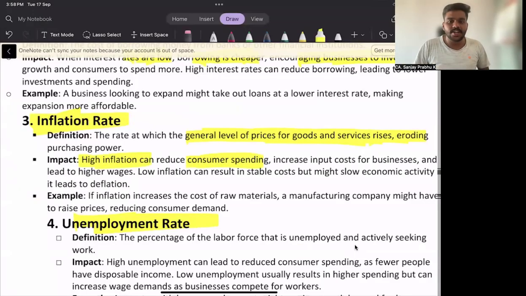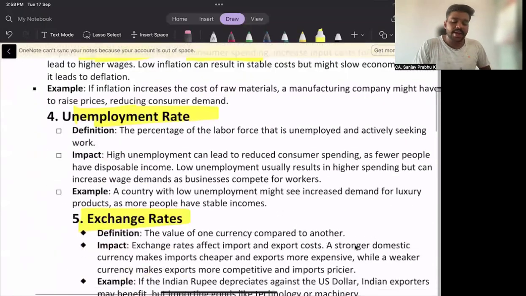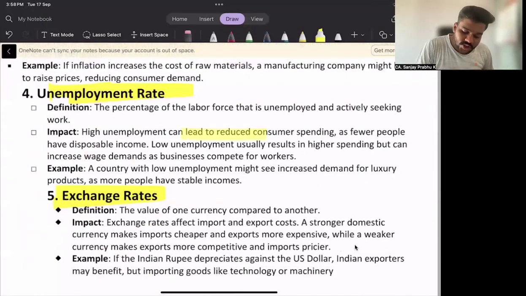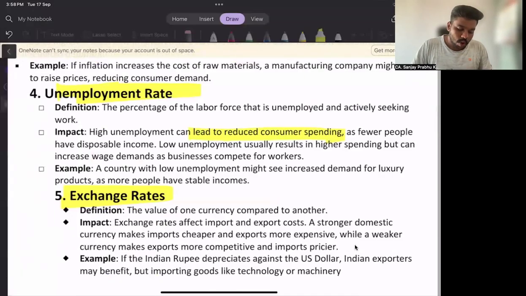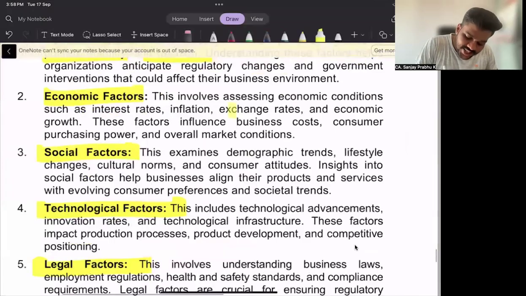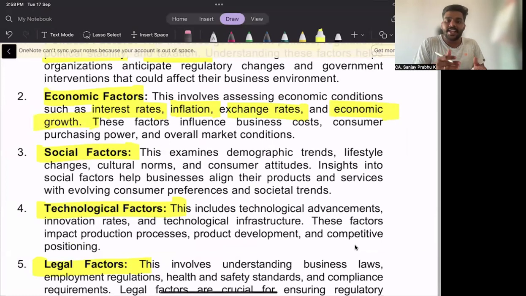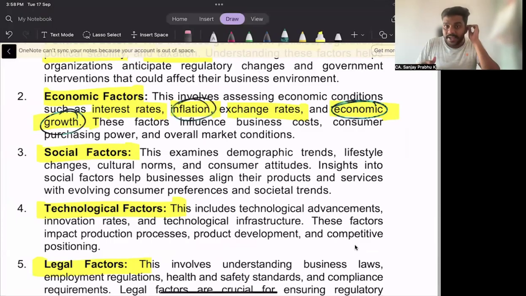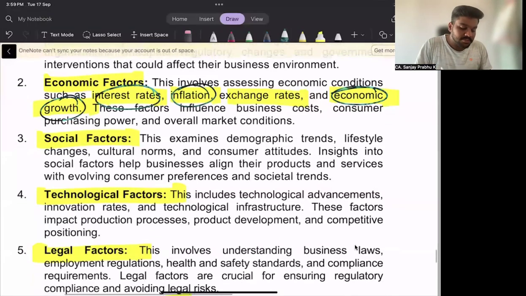ഹൈ ഇൻഫ്ലേഷൻ ക്യാൻ റെഡ്യൂസ്. രാജ്യത്തിന്റെ ഇക്കണോമിയിൽ ഇൻഫ്ലേഷൻ റേറ്റ്, അൺഎംപ്ലോയ്മെന്റ് റേറ്റ് ഹൈ ആവുമ്പോൾ ഇറ്റ് ലീഡ്സ് ടു റെഡ്യൂസ്ഡ് കൺസ്യൂമർ സ്പെൻഡിങ്. So economic conditions will also have an impact. ഇക്കണോമിക് കണ്ടീഷനിൽ എക്സ്ചേഞ്ച് റേറ്റ്, ഇൻഫ്ലേഷൻ, ഇൻട്രസ്റ്റ് റേറ്റ്, ഇക്കണോമിക് ഗ്രോത്ത് ഉൾപ്പെടുന്നു. ഇക്കണോമിക് ഗ്രോത്ത് റേറ്റ് കൂടുമ്പോൾ സ്പെൻഡിങ് ഹാബിറ്റ്സ് കൂടും, ഇൻഫ്ലേഷൻ കൂടുമ്പോൾ കുറയും, അൺഎംപ്ലോയ്മെന്റ് കൂടുമ്പോൾ കുറയും, ഇൻട്രസ്റ്റ് റേറ്റ് കുറയുവാണെങ്കിൽ കൂടുതൽ ബിസിനസ്സുകൾ വരും.